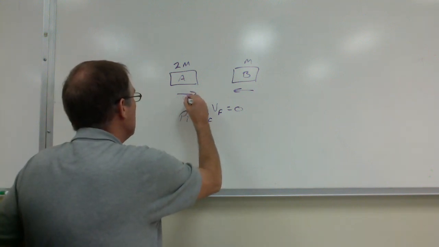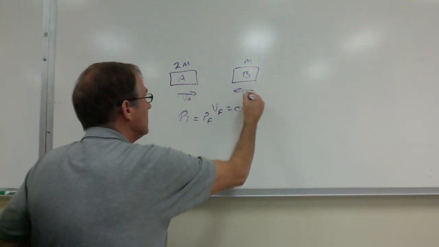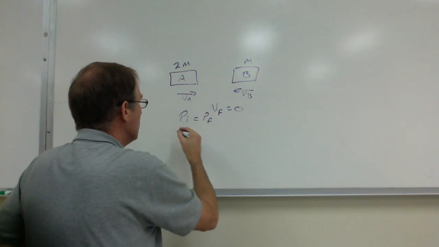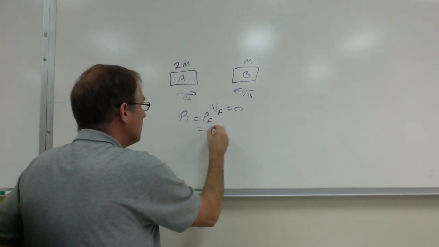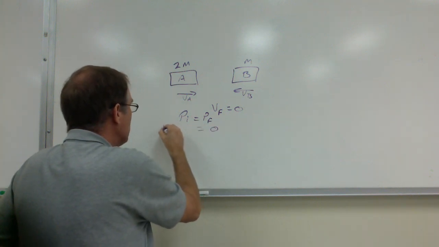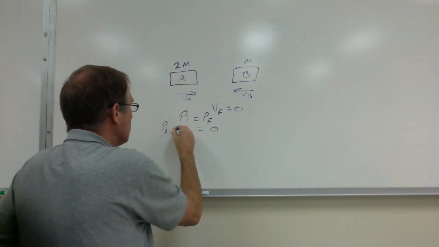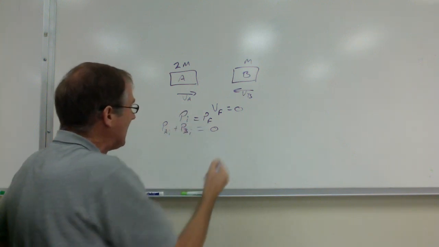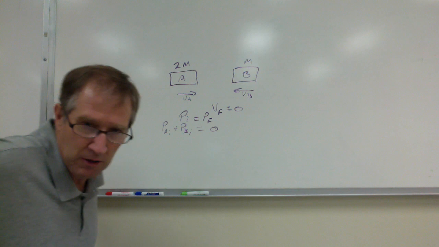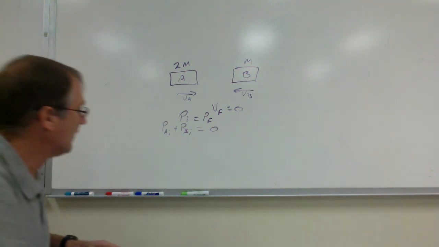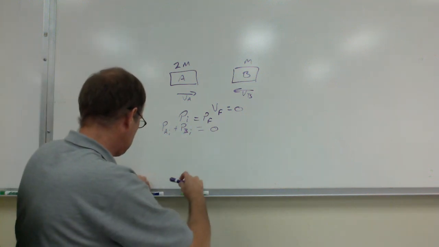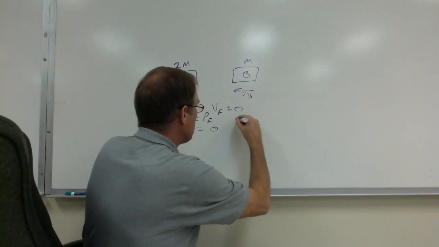So this would be VA, and that's VB. And they have to add up to 0, right? So the momentum of A plus the momentum of B have to add up to 0. In other words, the two momentums must be equal and opposite. Okay? So let's change colors here. So the two momentums must be equal and opposite.